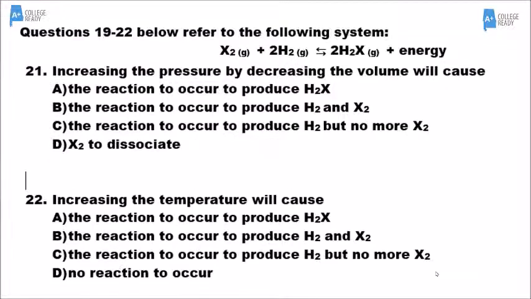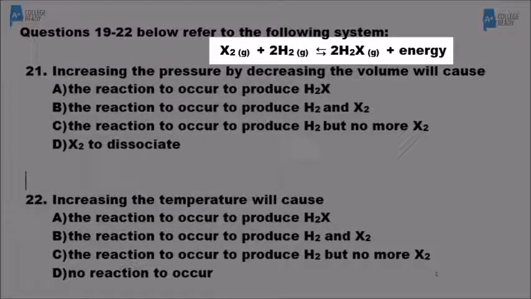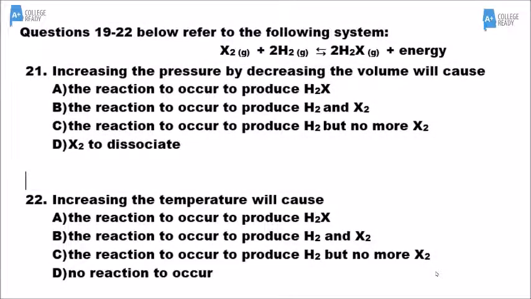If you decrease the volume and increase the pressure, that's going to favor the side with fewer gas molecules. So you can see that there are 3 gas molecules on the left in number 21 and only 2 on the right. So increasing the pressure will cause a shift to the right and more H2X will be produced.